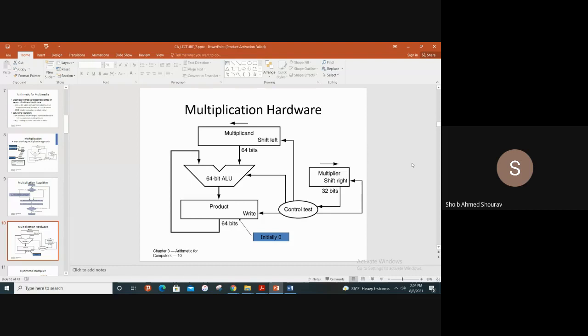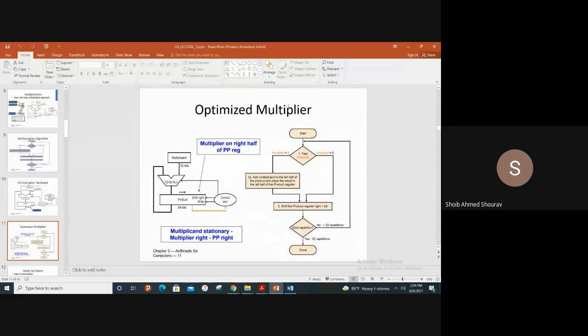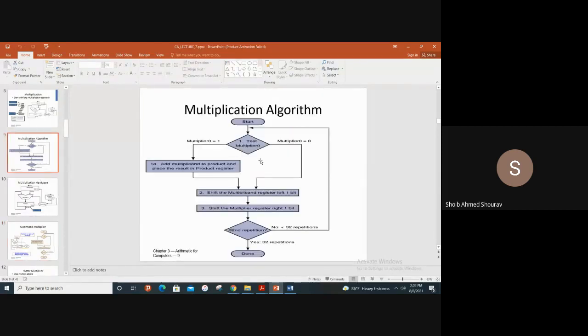Now we are going to see this optimized multiplier algorithm, or optimized multiplication algorithm. This is a better version of this algorithm, and how can it be better? If we want to better any algorithm, we can improve it in two ways. Either we improve its time complexity, or we improve its space complexity, right? Those who have completed data structures and algorithms must know about these two things.